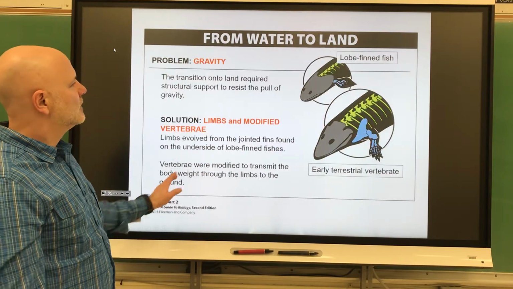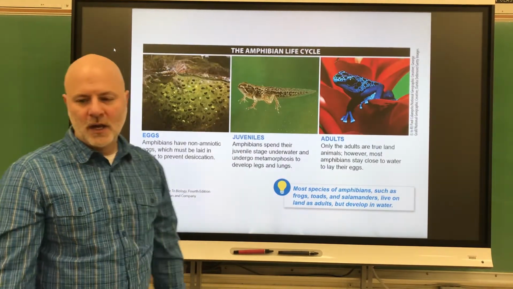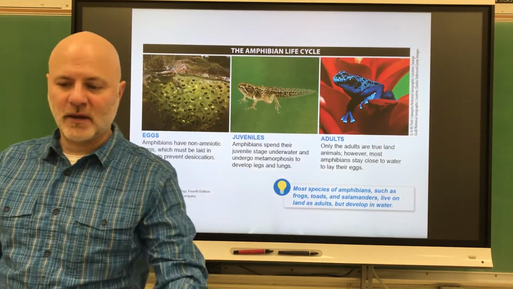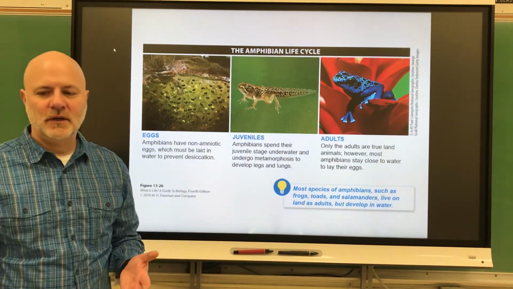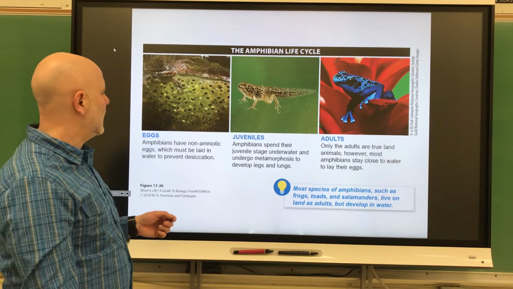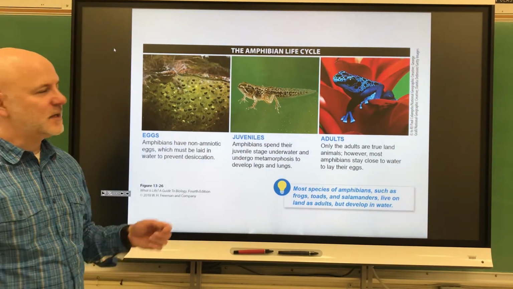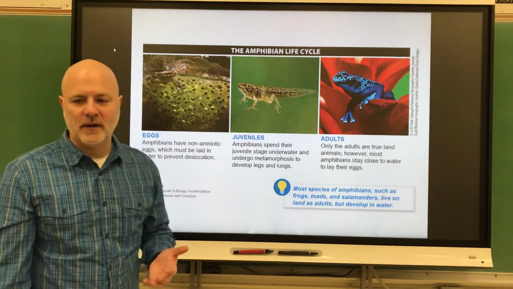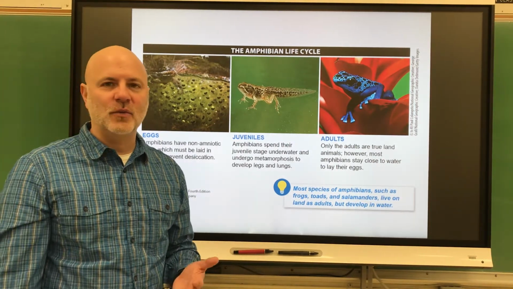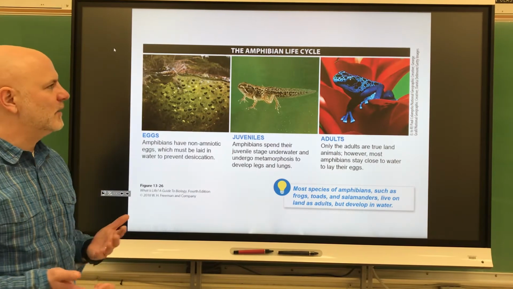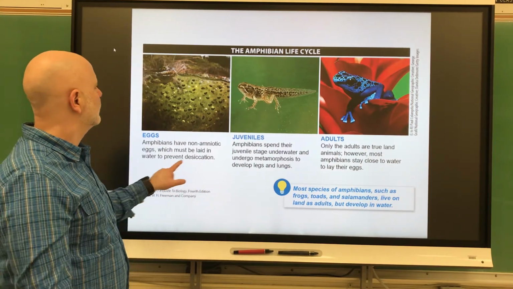All right, so let's move on here to class Amphibia. So these are the amphibians. These are the frogs, toads, and salamanders. All right. So this is showing their life cycle a little bit here. So they lay eggs and have a larval stage in water. Most adults live on land, but they don't always have to.